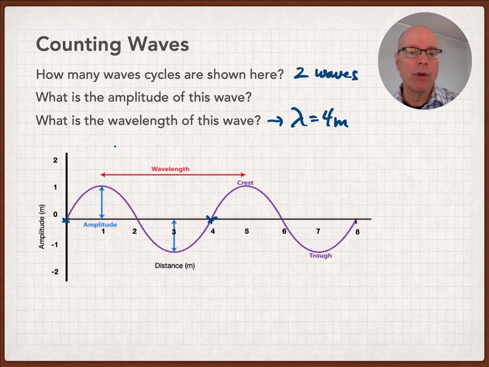Okay, so anyway, finally, what's the amplitude of the wave? Amplitude is just the height from the midline to a crest or the midline to a trough. So either way you slice it, it looks to me like that's about 1 meter from the baseline to the top of a crest or the baseline to the bottom of a trough, okay?